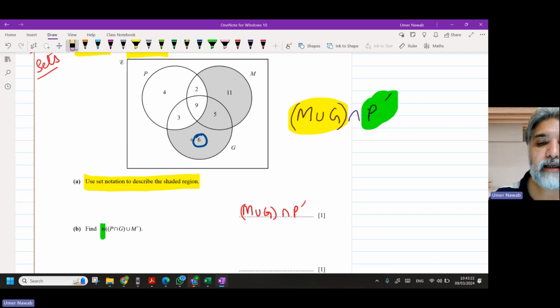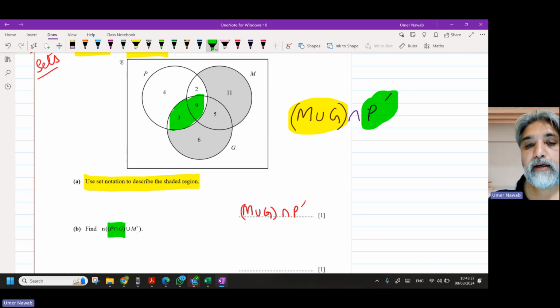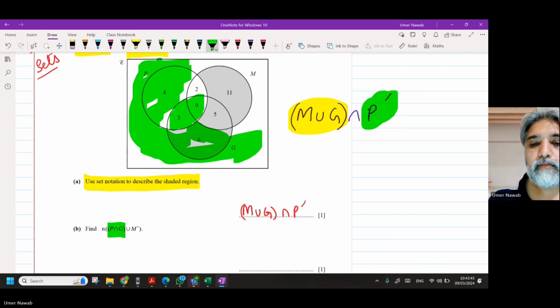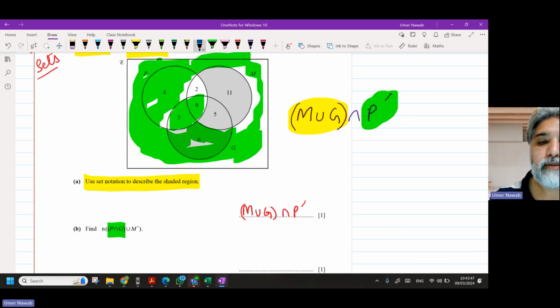Now, what the guy is asking you, he said, can you find P intersection G? Where is P intersection G? This is P intersection G, this one. Union with M outside. So M outside is this portion. So students will say, Mr. Omar, 4, 3, and 6. This portion is P intersection G union with M complement. So 4, 3, and 6, we can take it.